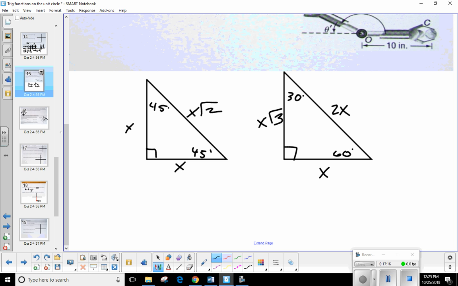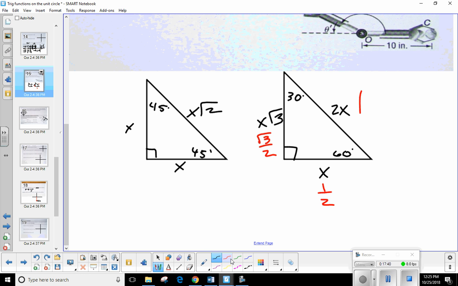So if x is 1/2, you'll see where we get those other values from. So what's 2 times 1/2? That would give you the 1, and then 1/2 times square root of 3 is square root of 3 over 2. So see, it still has the same relationship. But if we're on the unit circle, we really don't have to bother with that.